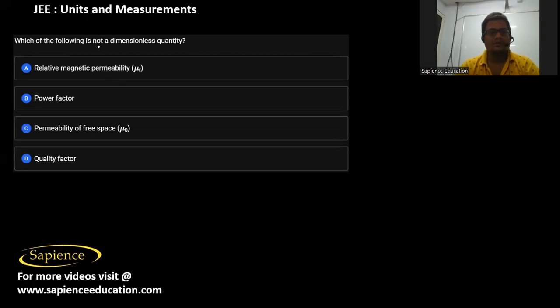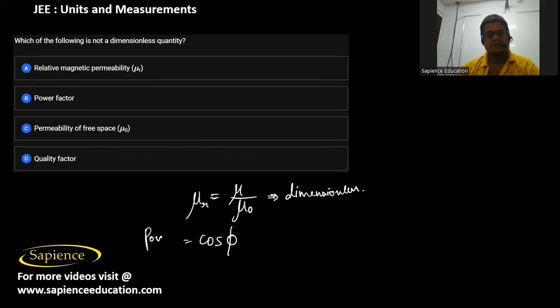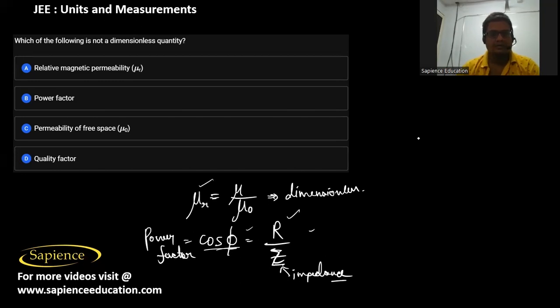Then here it is told, which of the following is not a dimensionless quantity? Relative magnetic permeability mu r is actually equal to mu by mu naught, so it is dimensionless. And power factor, cos phi, which is called the power factor in an AC circuit, is equal to R by Z. R has unit ohm, and Z, which is called the impedance, has the same unit as resistance. So cos phi is dimensionless, mu r is also dimensionless, and then there is the permeability of free space, mu naught.